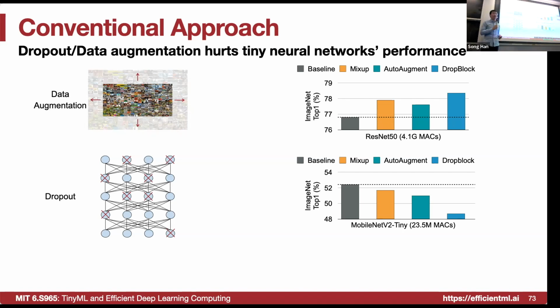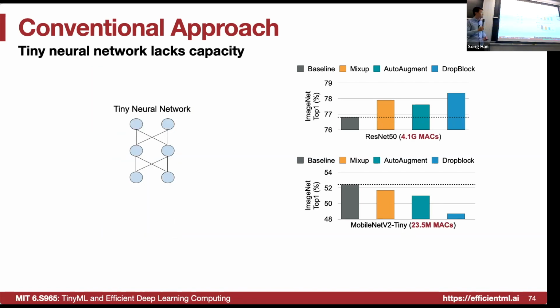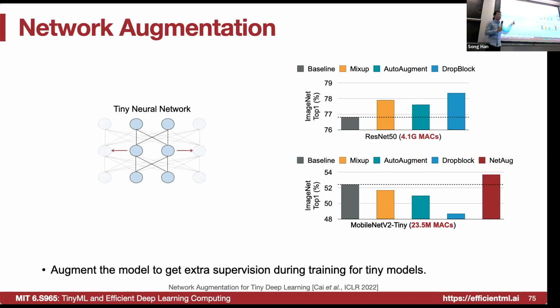Right? So all these techniques are targeting preventing overfitting, but such a model is already super tiny, super small. It doesn't suffer from the overfitting problem, so you shouldn't continue augmenting the data, but instead you should augment the neural net. So that comes to the network augmentation technique that tries to augment the neural network and provide more capacity and give extra supervision during training for those tiny models. Okay? And by using this network augmentation, we can actually drastically boost the performance of such tiny models compared with the baseline. And how does that work?